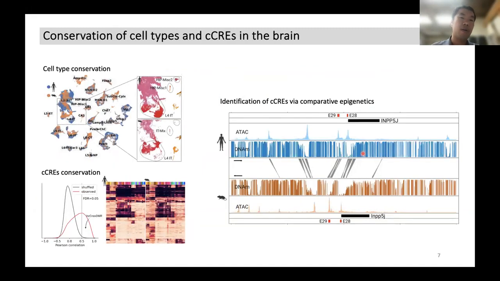We also compare our DNA methylation profile from human to mouse, in both the cortex and subcortical regions. Although overall the cell types are conserved, the human shows more diversity in cell types. And using the conserved candidate cis-regulatory elements, we found that the methylation level is significantly conserved. This comparison helps us determine enhancers by comparative epigenetics.